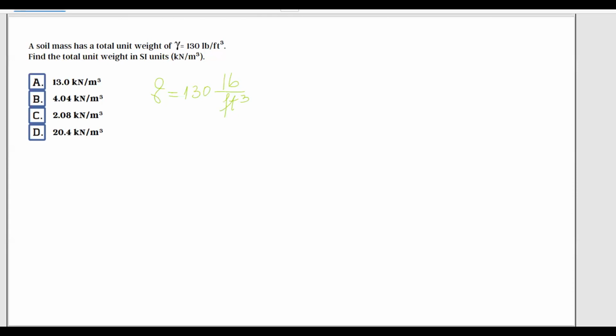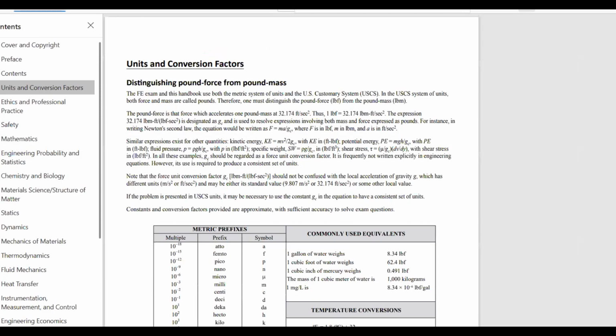As I've mentioned before, there are two ways of doing that. We can do the normal way that you would think of doing, transform pounds to kilonewtons and cubic feet into cubic meters. And I am going to do that. And then I'm going to show you an easier way to do that. So let's go ahead and do this, transform pounds into kilonewtons. Let's see what this FE handbook offers us.